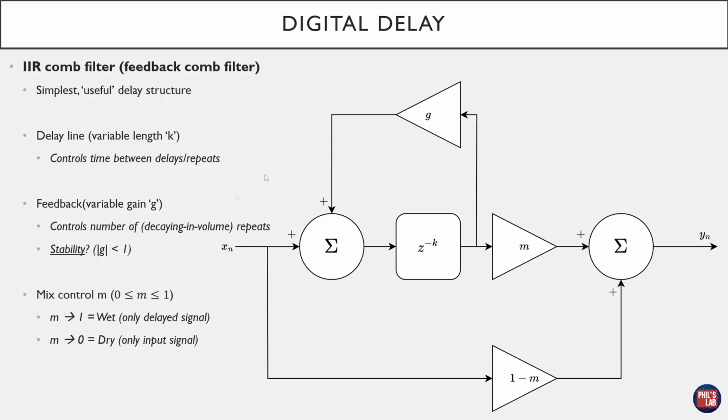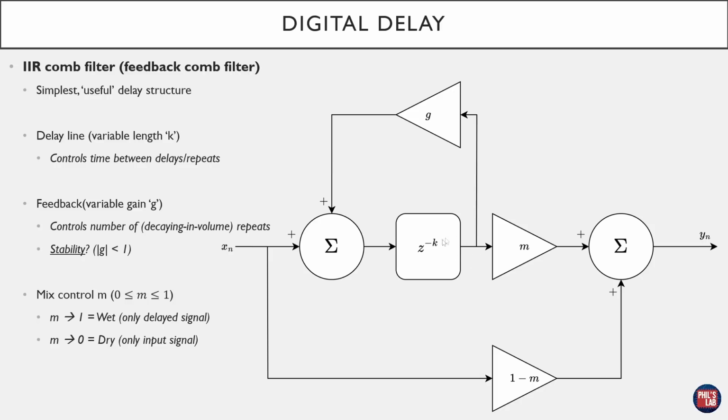And in this particular case, we typically can arrive at stability if the magnitude of g is less than 1. So something like 0.5 or minus 0.5, 0.7 and so on typically is fine for stability, but we should always do our stability analysis.